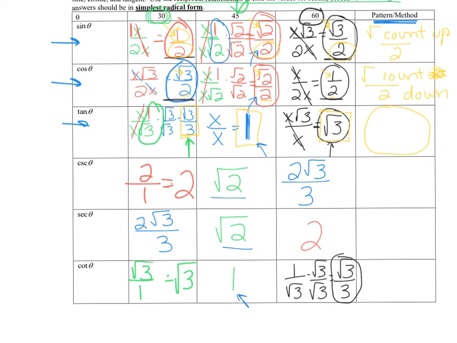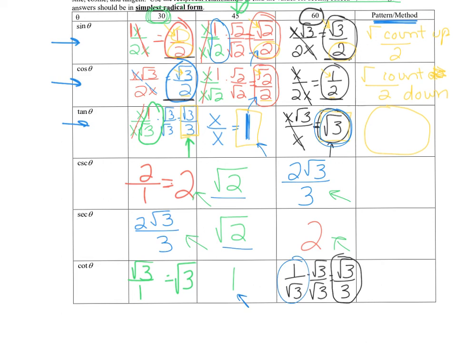You'll notice basically the work for 60 degrees is the same as what I did over here. I erased this to fit in the chart better. So these two are opposites, just like sine and cosine are opposites. And then here, lastly, I just took my radical 3, flipped it over and then rationalized the denominator.